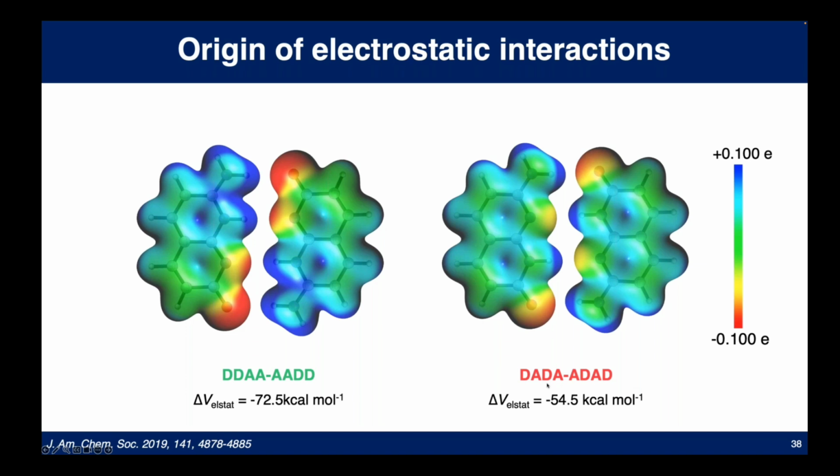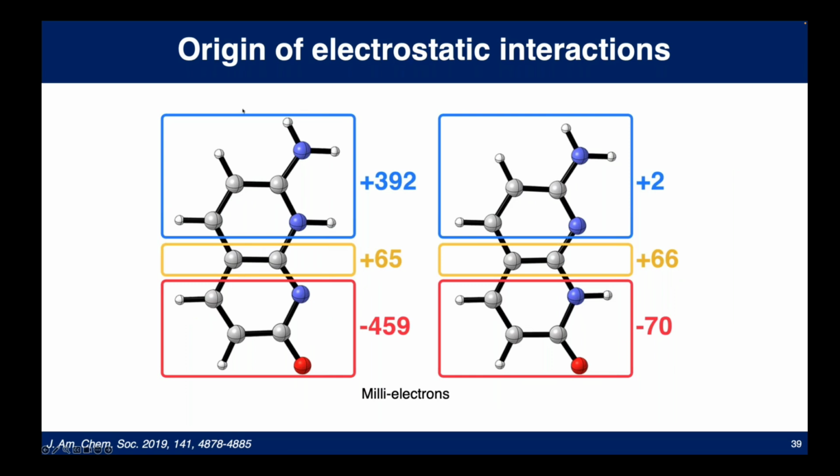And this can be made even more visible by looking at the Voronoi deformation density. If I sum up the upper part of the DDAA, I see that I have a positively charged upper part and a negatively charged lower part. So this part of the molecule, when it pairs with another one, will have a stronger electrostatic interaction, whereas the other one does not have that so much.